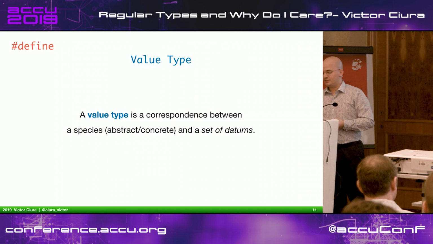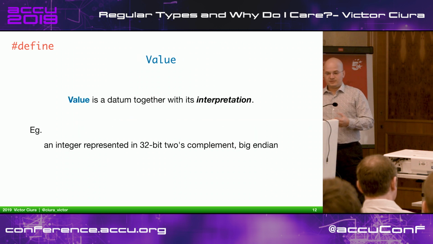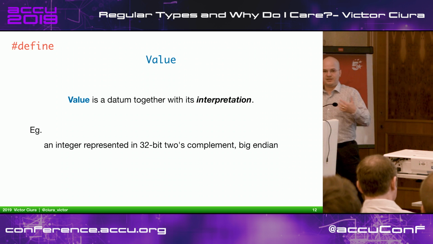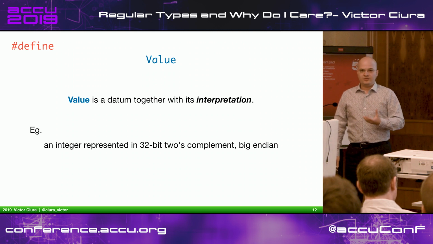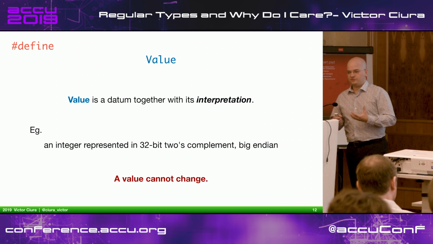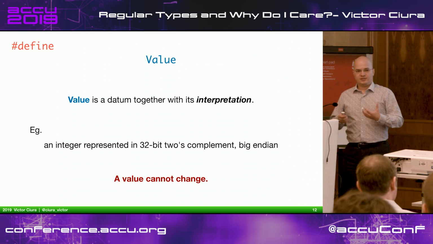A value type is a correspondence between a species, abstract or concrete, and a set of datums. A value is a datum together with its interpretation function. For example, a 32-bit two's complement big endian integer is its interpretation of that datum. So it's a value. And the value is a constant. It cannot change. The value 5 in its representation that we have chosen is a constant. It cannot change.